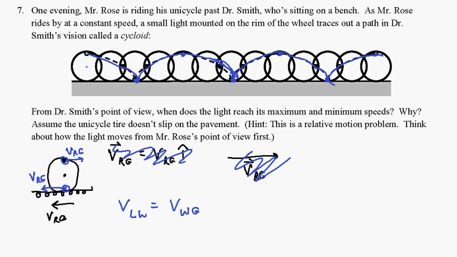So point being, velocity of the light with respect to the wheel is not always equal to the velocity of the wheel with respect to the ground. So what you have to do now is say, okay, velocity of the light with respect to the ground is velocity of the light with respect to the wheel plus velocity of the wheel with respect to the ground.